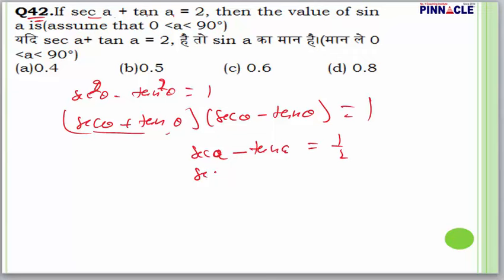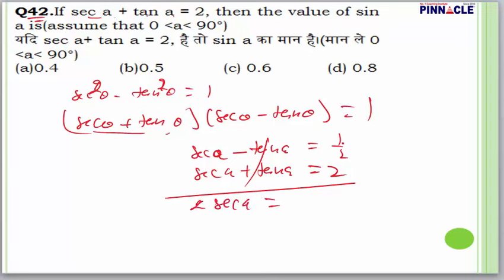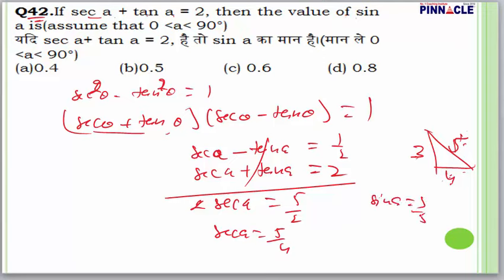But here we have given secant A plus tangent A is equal to 2. So we have two equations now. 2 secant A is equal to 2 plus 1 by 2 is equal to 5 by 2. Secant A is equal to 5 by 4. Now from the Pythagoras, write 5 and this is 4. Secant is 5 by 4, so we have written in this format. This is Pythagoras triplet 3, 4, 5. If this is 5, this is 4, then this would be 3. Now the value of sine A would be equal to 3 by 5, which is equal to 0.6. So answer is C.